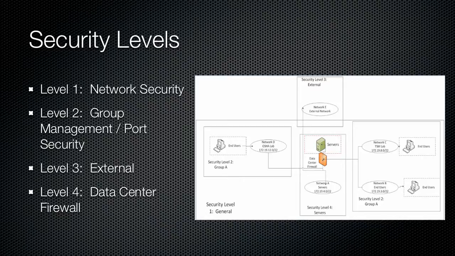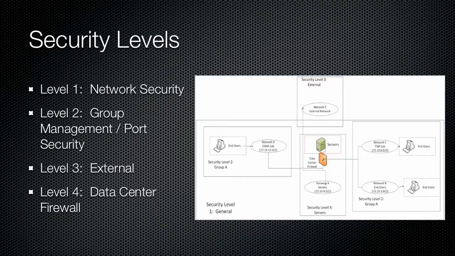As we get closer to certain sections of the network, you see in security level 2, we have end user networks. These end user networks have a little bit more layered security, such as workstation firewalls, workstation antivirus, group policy management, switch port security. So it's just adding more layers to the specific parts of the network to make them more secure. Level 3 is the external network. That includes the perimeter firewall.